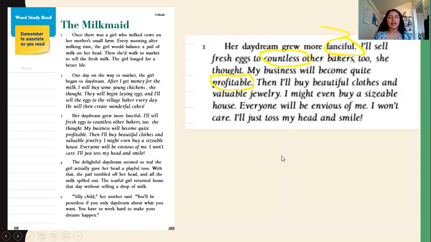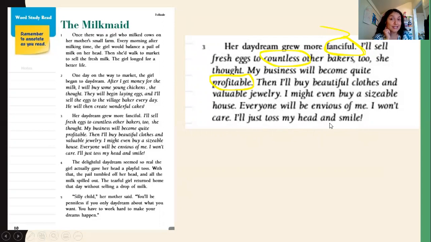So now I'm going to read my paragraph all together so that it can make the most sense to me. Her daydream grew more fanciful. I'll sell fresh eggs to countless other bakers too, she thought. My business will become quite profitable. And I'll buy beautiful clothes and valuable jewelry. I might even buy a sizable house. Everyone will be envious of me. I won't care. I'll just toss my head and smile.